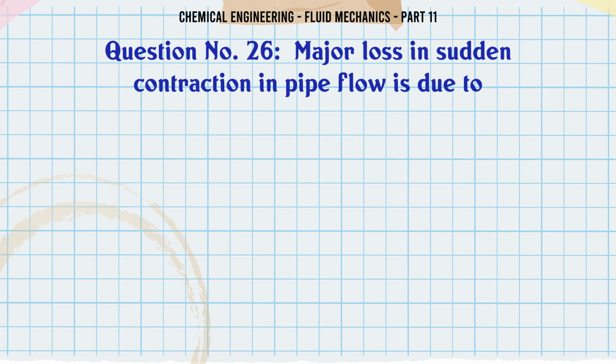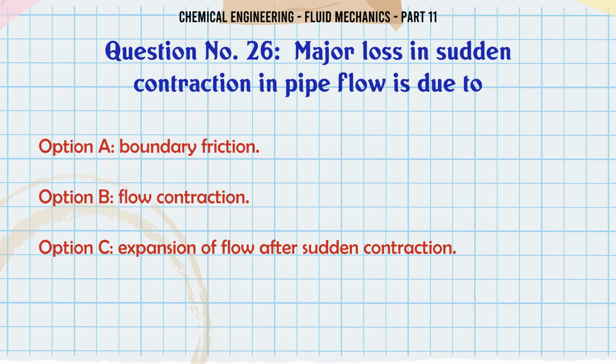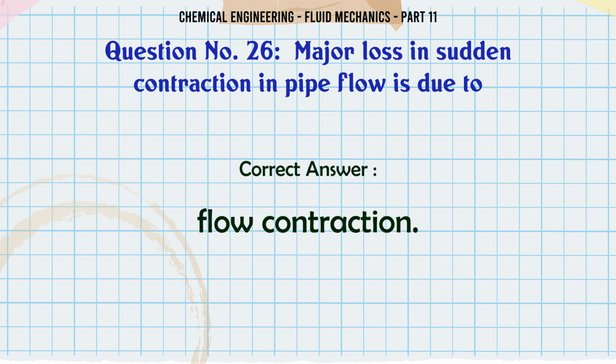Major loss in sudden contraction in pipe flow is due to A. boundary friction, B. flow contraction, C. expansion of flow after sudden contraction, D. none of these. The correct answer is flow contraction.